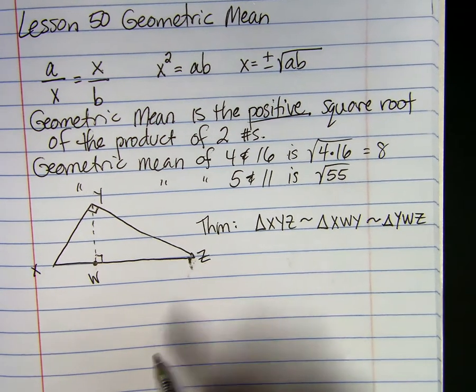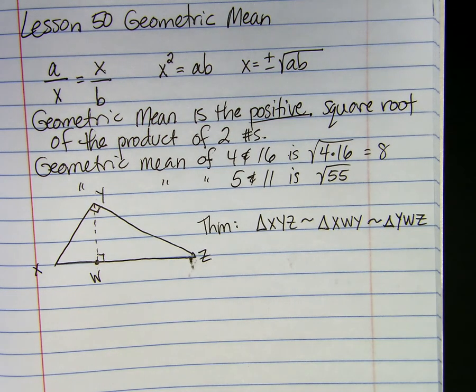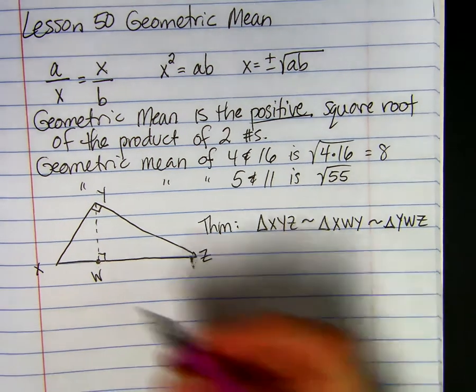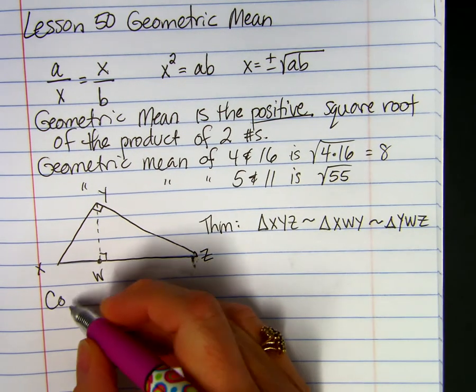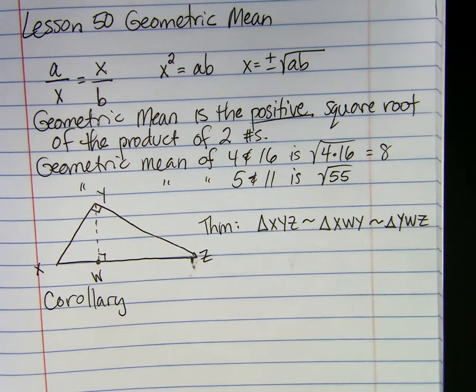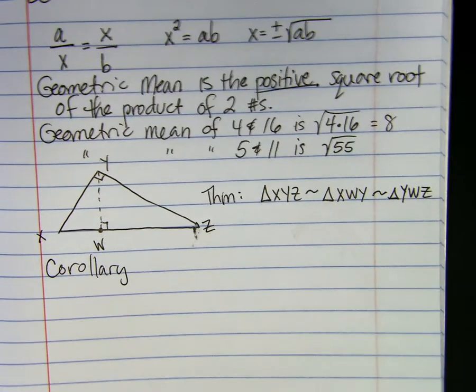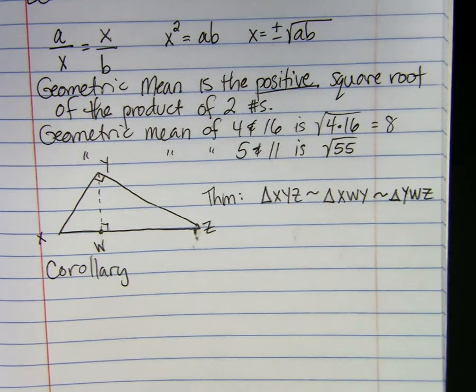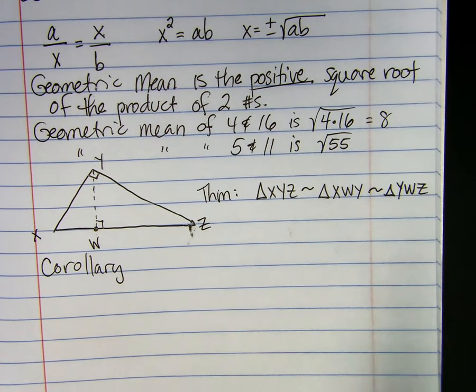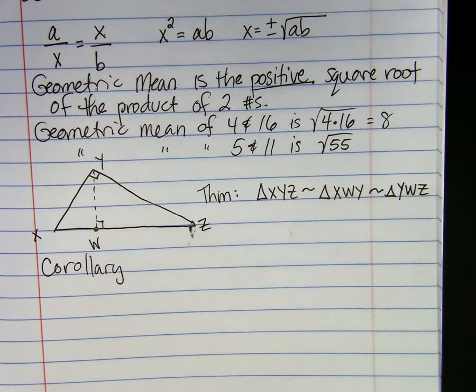So there's a corollary. Have we talked about what a corollary is? I feel like I've heard the word before. I feel like we have. A corollary is just a statement that follows from the theorem. So because the theorem is true, now you can say something else. For instance, you know that if triangles are similar, then their sides will be proportional. So that's what the corollary is.